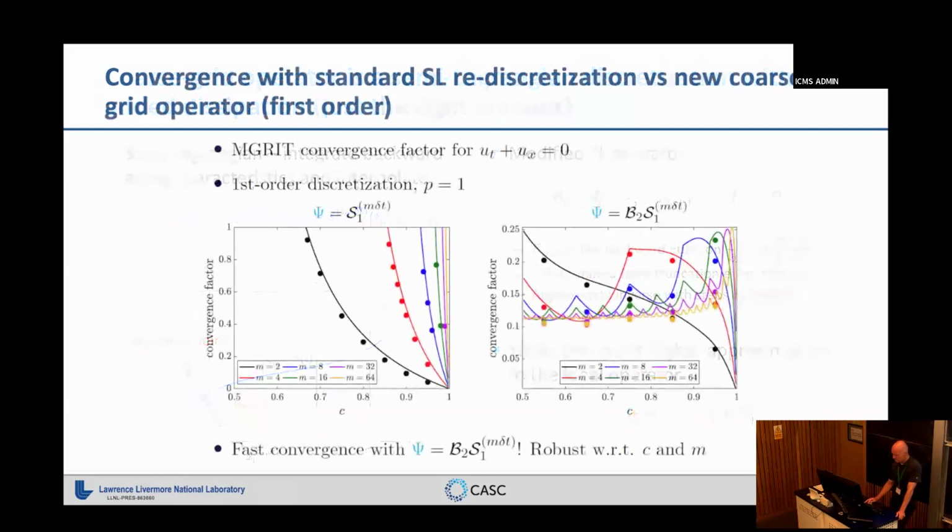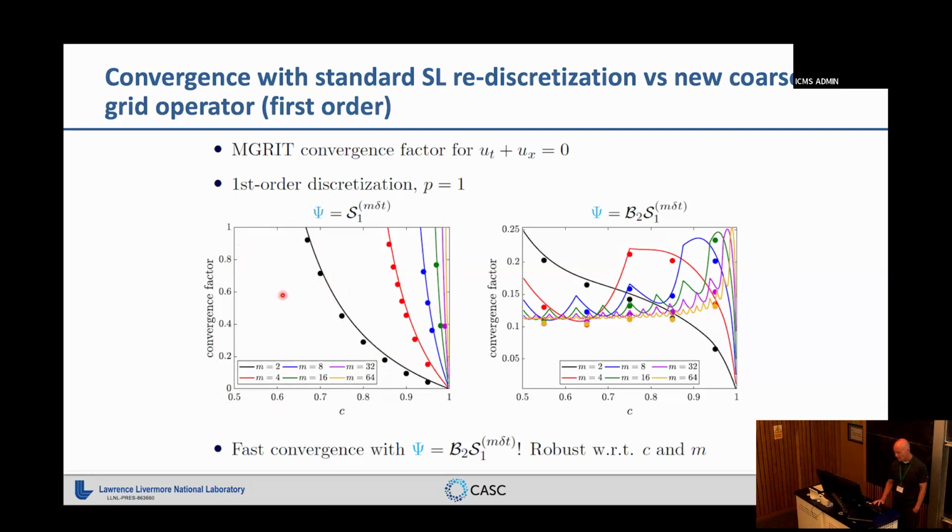Okay. You can actually show also in a simple setting that semi-Lagrangian by itself won't work. So this is constant coefficient advection again. I'm doing first order here, but you can get similar pictures for third or higher order. What I'm plotting is convergence factor versus CFL. And the colors here are different coarsening factors. So black is a coarsening factor of 2, all the way up to a coarsening factor of 64.